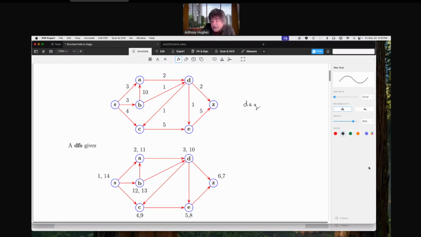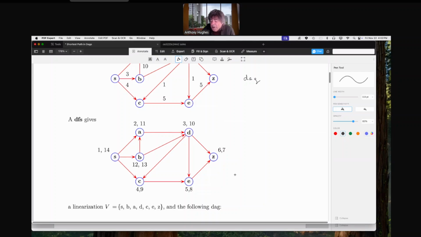Much faster for DAGs. The first thing we do, and we're all familiar with this, is to do a depth-first search, giving us pre and post numbers. Then when we've done the pre and post numbers, we can linearize. This is also known as a topological sort. And all it is, you write the vertices by descending post order. We've done this many times before.